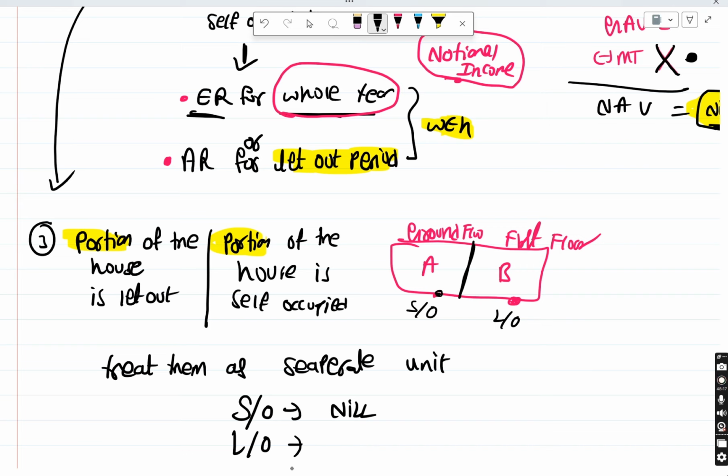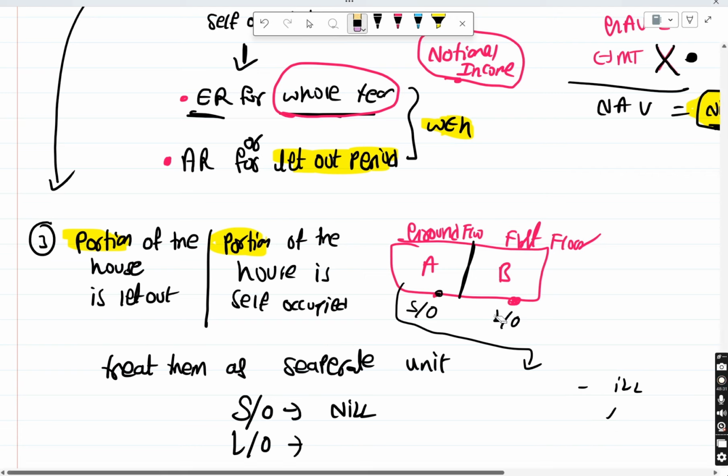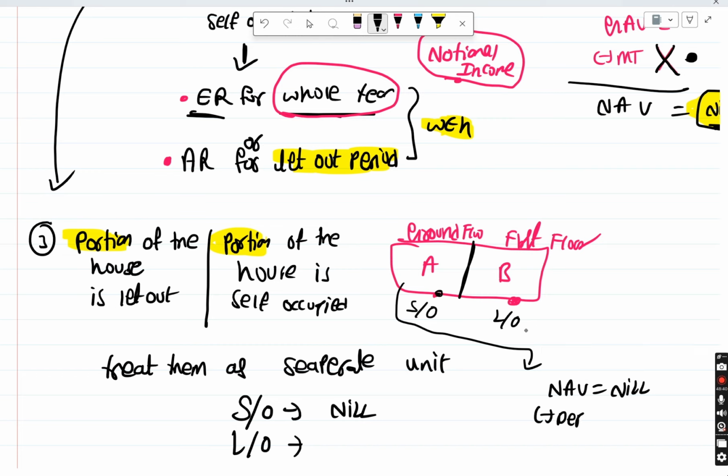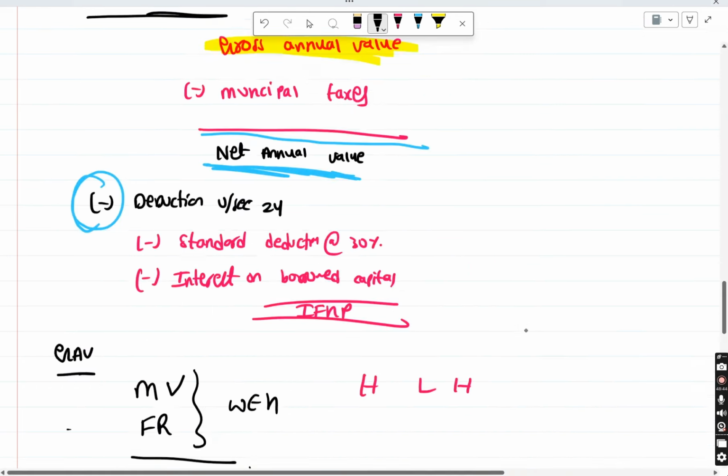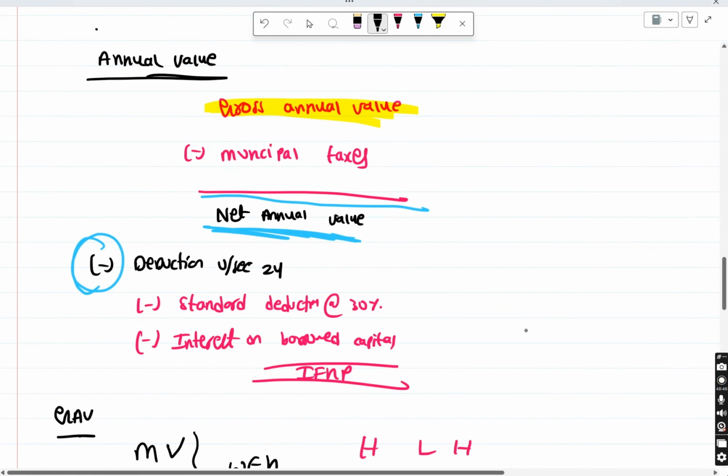Okay, while calculating A it will look like this. GAV nil, municipal taxes you cannot claim. Anyway, you don't need to do this also, because directly you can say NAV is equal to nil, minus deductions under section 24. If you remember this part, right? So this part.